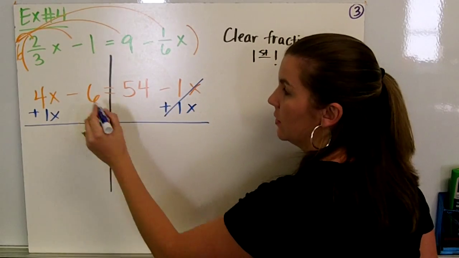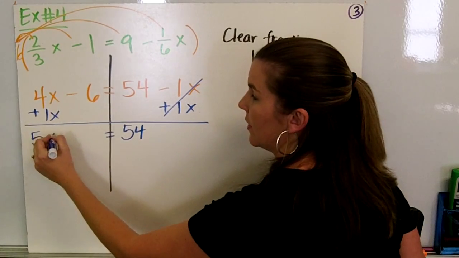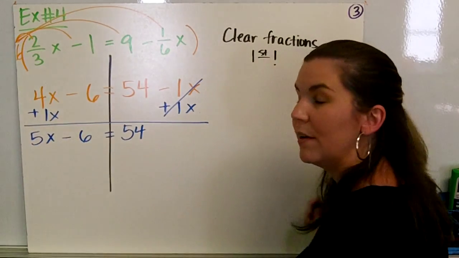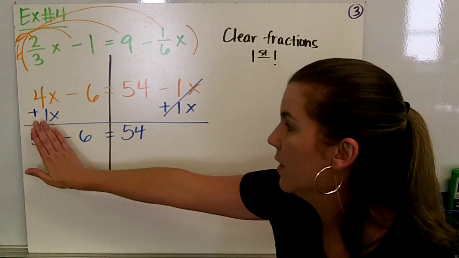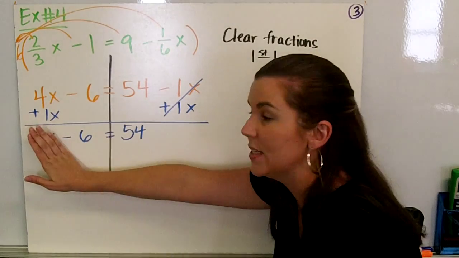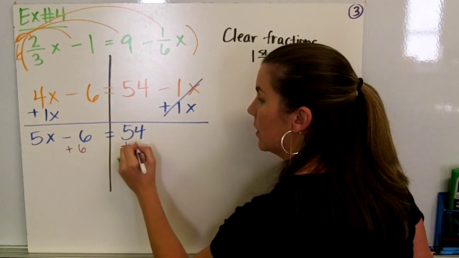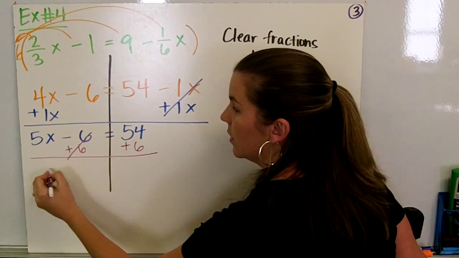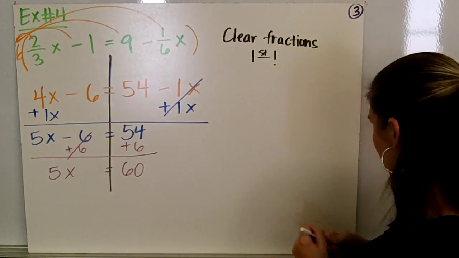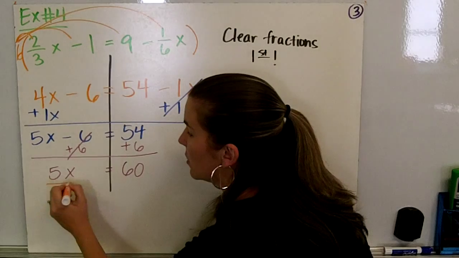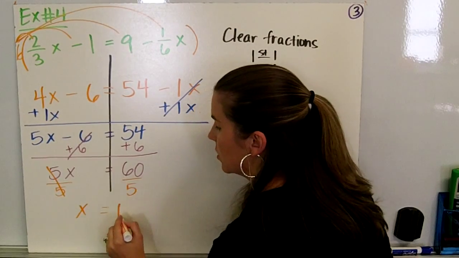Now my x's are all on the left side, and I have 54 on the right. 4x plus another x is 5x. So I have 5x minus 6 equals 54. I need to get x by itself. Cover it up. I need to get this minus 6 to go to the other side, and I do that by adding the opposite. So I have 5x equals 60. And your next step is to divide both sides by 5. So x equals 12.